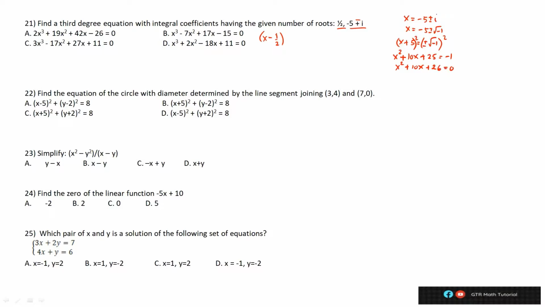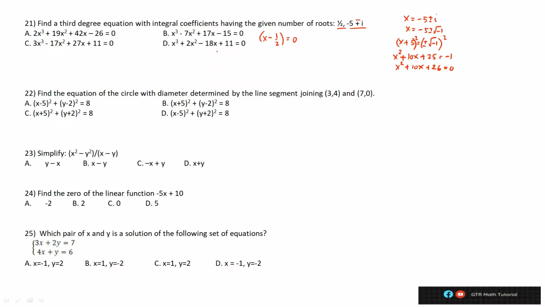This is also why we have the root 1/2. That means x minus 1/2 equals 0. Solving backwards, all we have to do now is multiply these factors, or the three roots: x minus 1/2 and this pair. When we multiply those, that will be our equation.